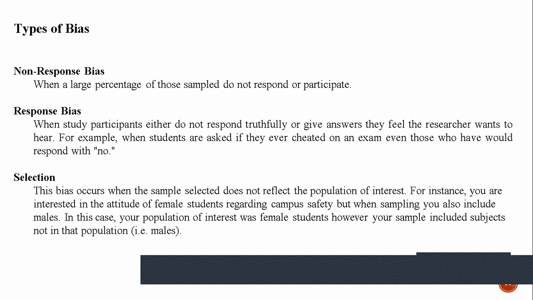Types of bias. Sometimes the collected data might be biased. So there are three types of bias. One is non-response bias, the other one is response bias, and the third one is selection bias. When it comes to non-response bias, when a large percentage of those sampled do not respond or participate, what will happen here?